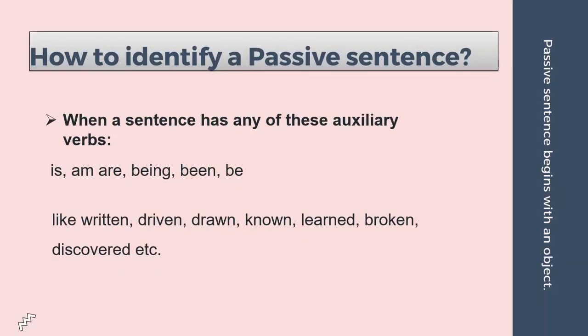Sometimes students get mixed sentences and they are asked to change the voice of both kind of sentences. The question is how to identify a passive sentence. You have to see 3 things for that. Notice if the sentence has any of these auxiliary verbs, which are is, am, are, being, been, or be, followed by a past participle, then the sentence is in passive voice. Some of the examples of participles are written, driven, drawn, known, learned, broken, discovered, etc. You may have preposition plus agent in some of the sentences, but these are optional, and every passive sentence may not have them.